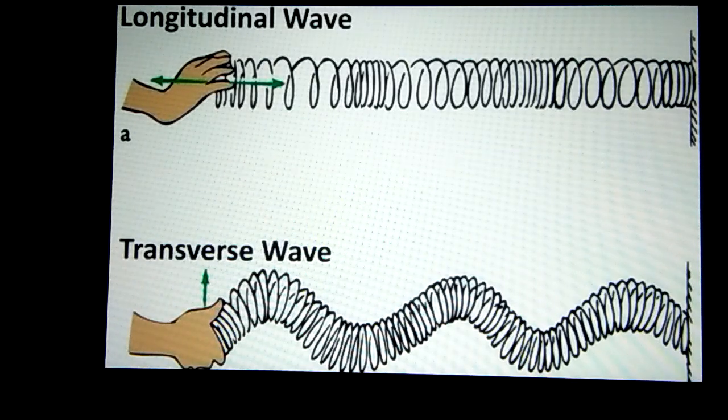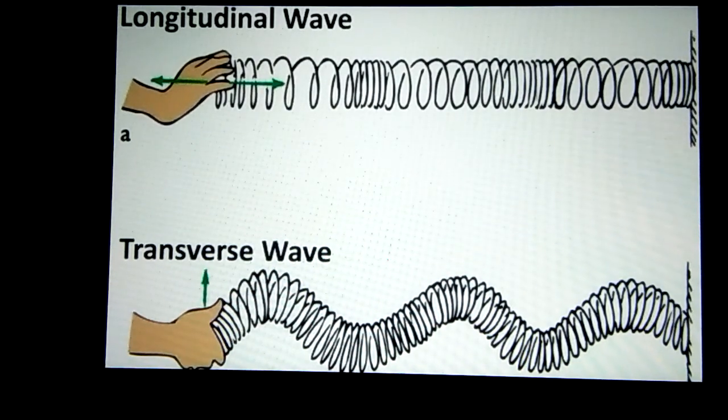So, longitudinal waves has a peculiarity. That is, here the direction of propagation of the wave is moving in this direction, whereas the particles are also moving in the direction of the wave. So in a longitudinal wave, the particles of the medium propagate in a direction which is same as the direction of propagation of the wave. Clear?